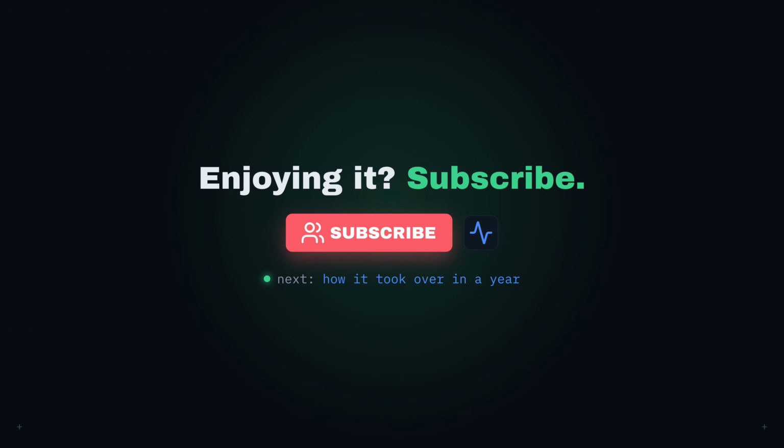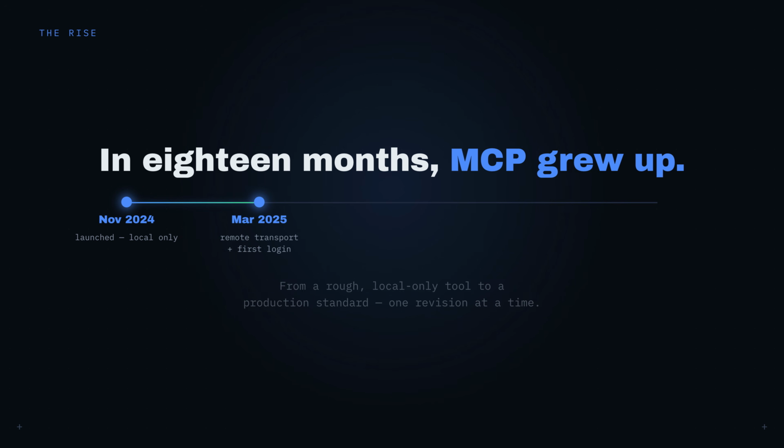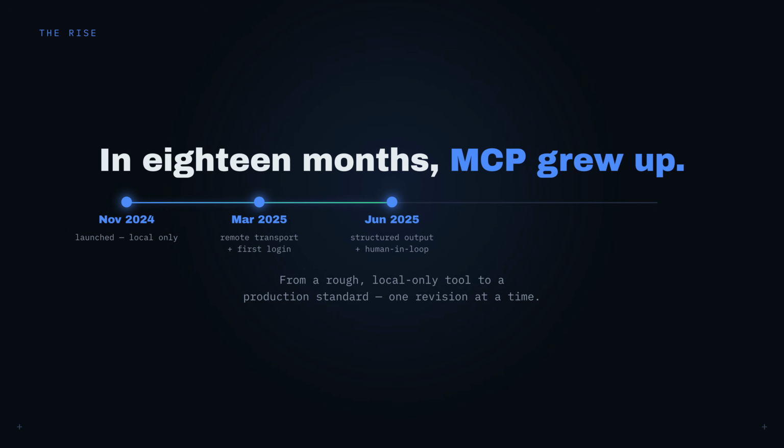Now, how did this thing take over in barely a year? The first version was rough, mostly local, no real login, awkward to run over a network. So in 18 months, MCP grew up fast. Early 2025 brought a cleaner remote connection and its first login system. By mid-year, it could return structured data and even pause to ask you a question. 1 year in, it shipped its biggest upgrade yet.